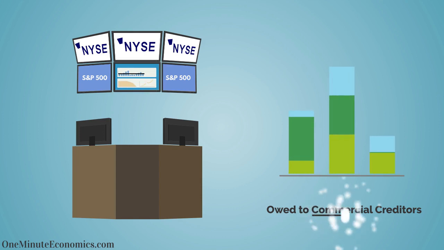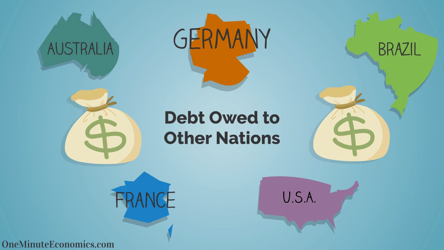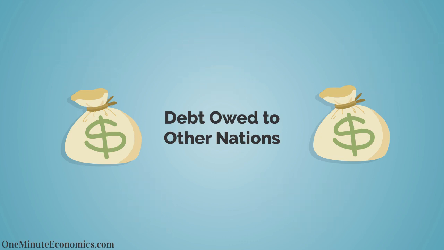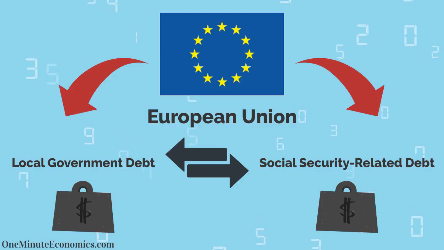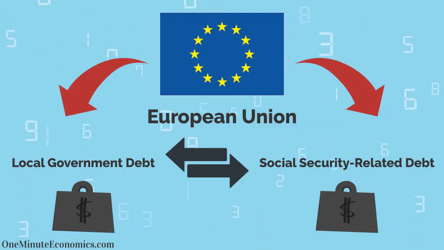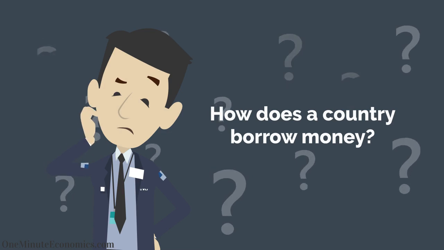The S&P 500, for example, only factors in what is owed to commercial creditors, with debt owed to other nations not included. Closer to the opposite end of the spectrum, the European Union measures anything from local government debt to social security-related debt.